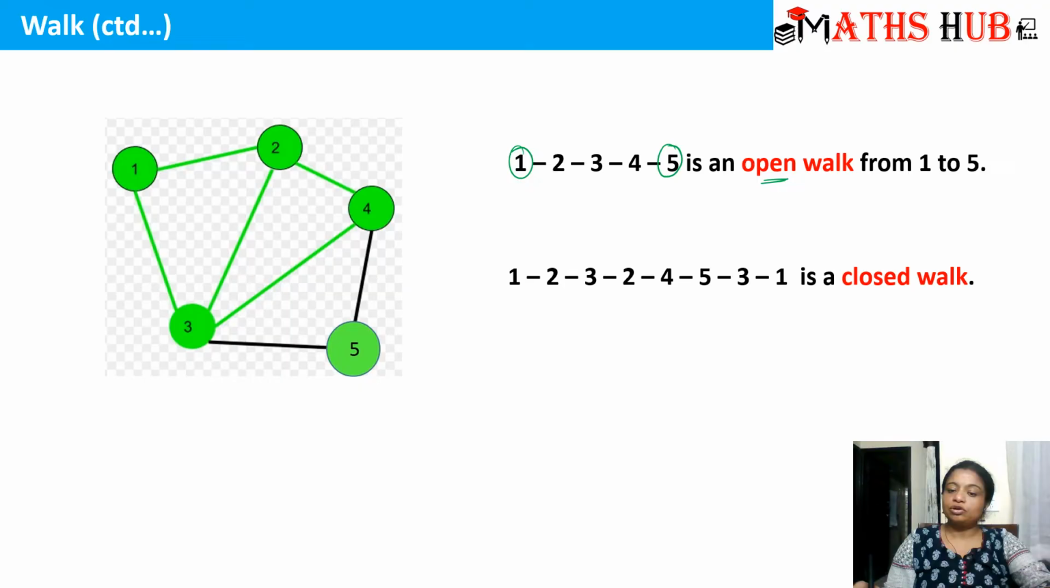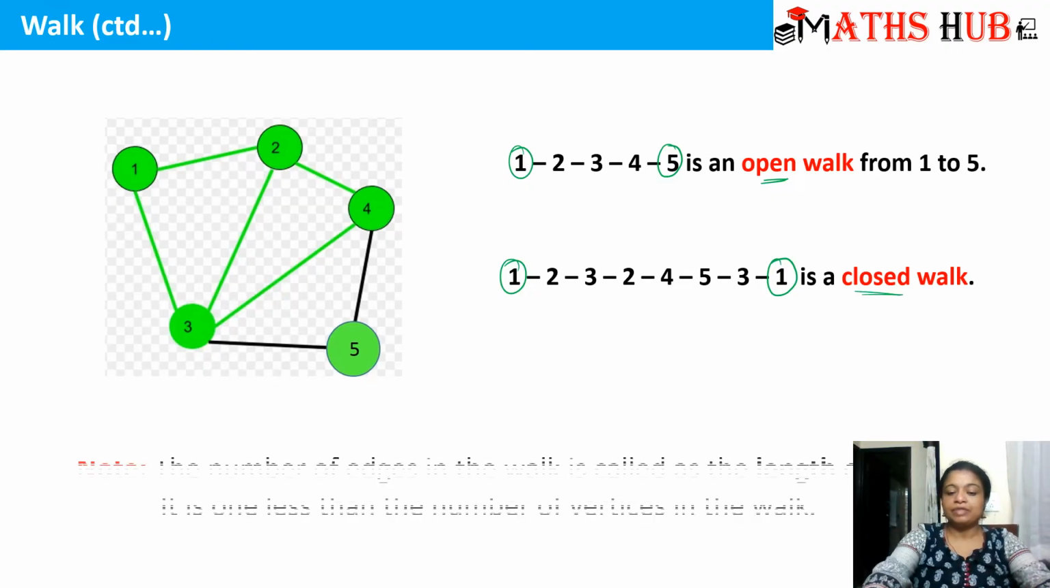Similarly, if I talk about a closed walk, so any closed walk from vertex 1 to vertex 1, I have to keep in mind that I have to start from vertex 1 and I need to come back to vertex 1, traveling any number of vertices and edges any number of times. So how have we traveled? We have traveled from 1 to 2, then 2 to 3, then 3 to 2 again, then 2 to 4, 4 to 5, 5 to 3, 3 to 1. So here you can see that the initial vertex is 1 and the terminal vertex is also 1, and hence it is called a closed walk, right?